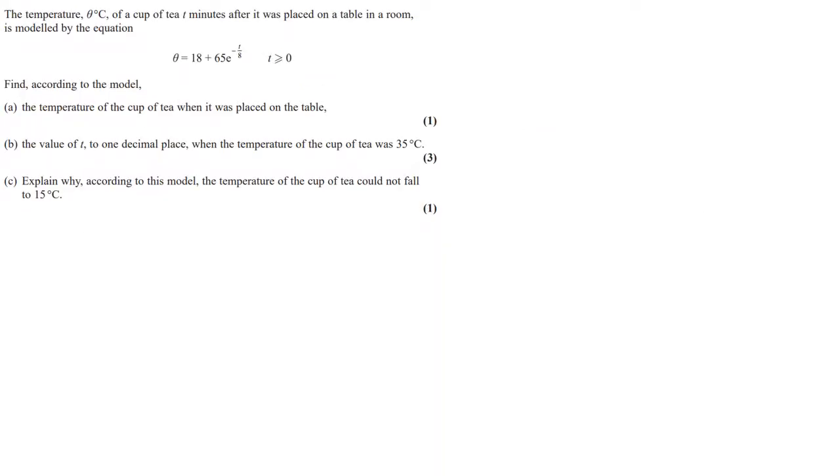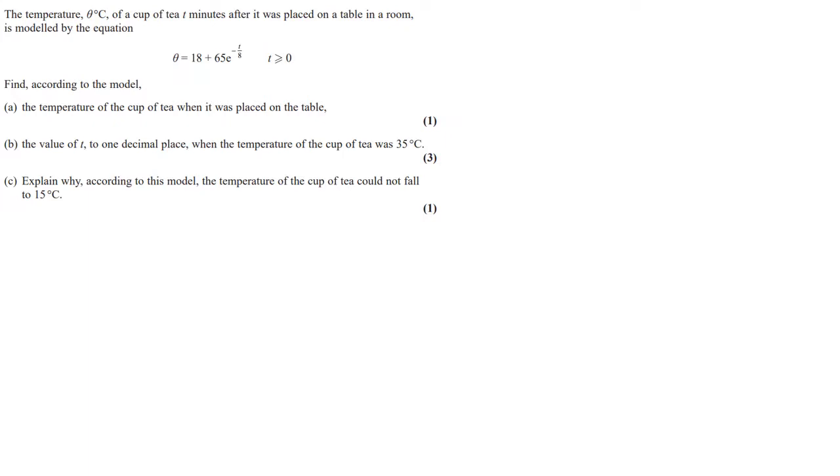Here we have the temperature, theta degrees centigrade, of a cup of tea, t minutes after it was placed on the table in a room, modelled by the equation theta equals 18 plus 65 e to the minus t over 8, where t is the time in minutes. From your previous A-level syllabus, you would have worked with an equation like this. I put it in there just to remind you that you could get something like this, and that ln is the natural log and the inverse of e.